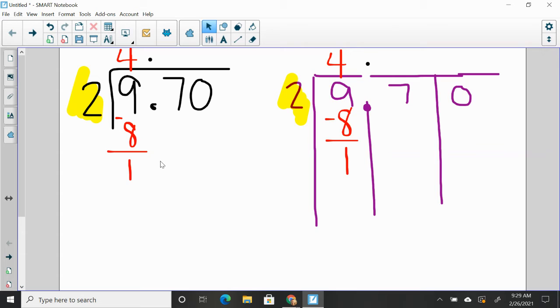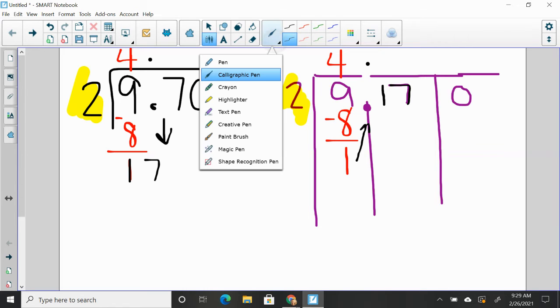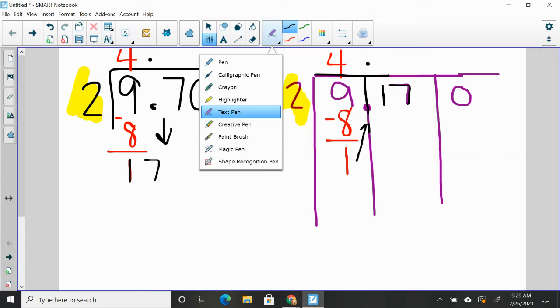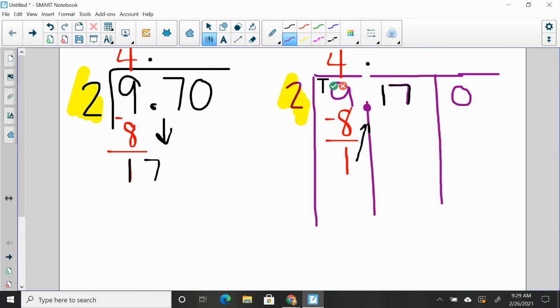Okay, so we are going to bring down the 7. Okay, we're going to bring down the 7 next to this 1. So our new number is 17. In this model over here on the right, instead of bringing down this 7, this model is going to scoot the 1 up to the 7 up here. And we're going to have 17 in this column. Okay, so we're still doing the same thing. We're just shooting up the leftover to the next column. So we're still working with 17.